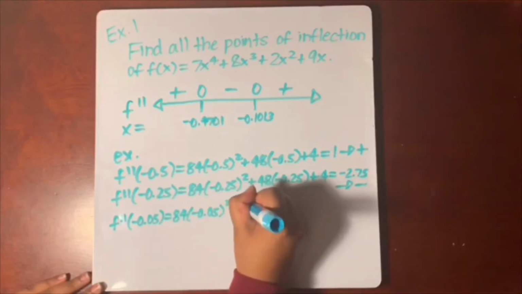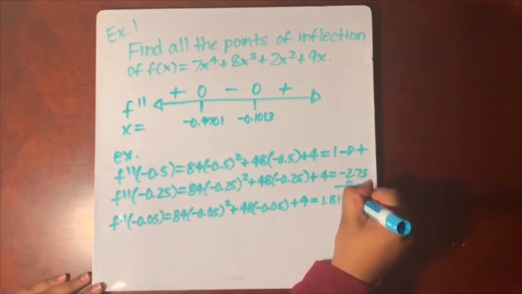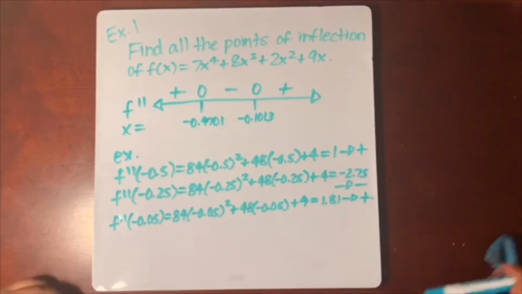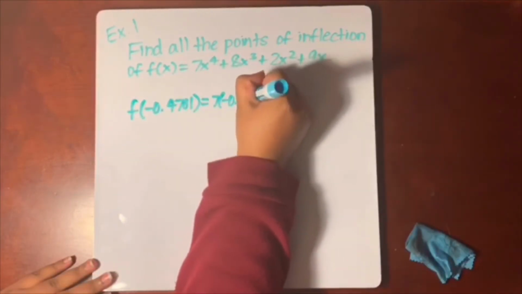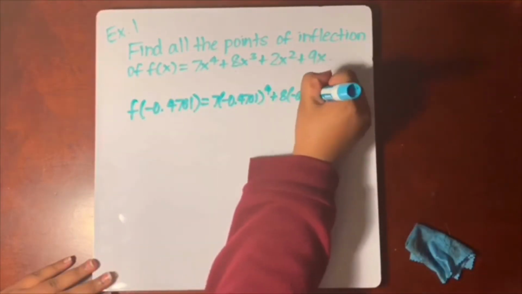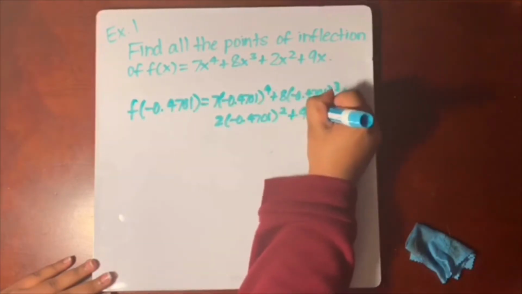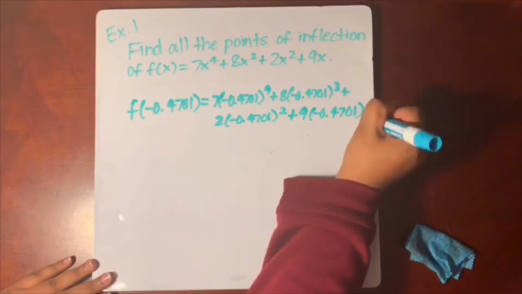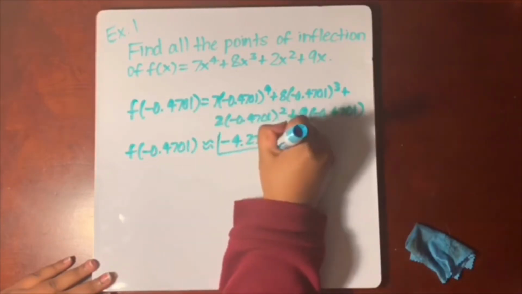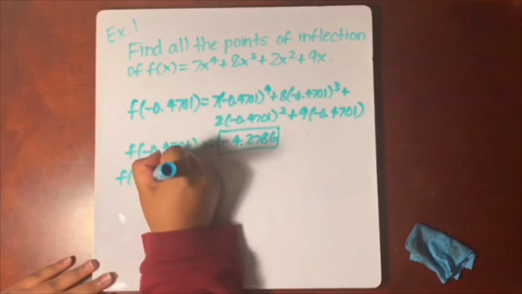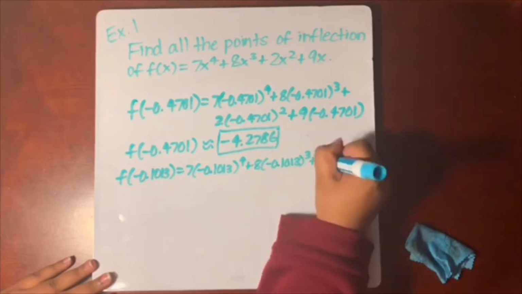Since both of the critical numbers have f double prime of x change signs, they are both considered the x values of f of x's points of inflection. Now, we plug each critical number into f of x and solve. The points of inflection for f of x are the x value negative 0.4701, y value negative 4.2786, and the final point is negative 0.1013, negative 0.8986.